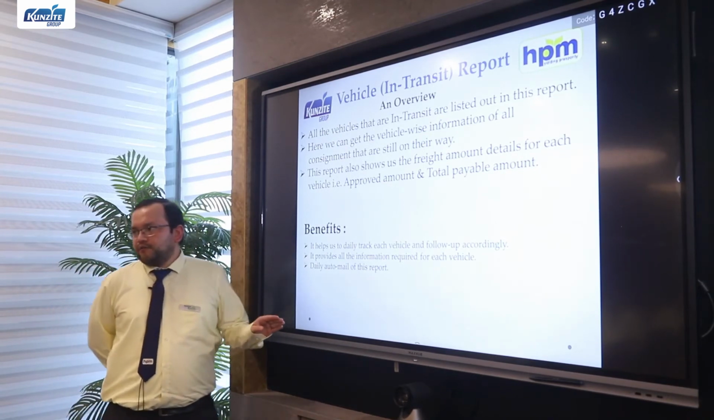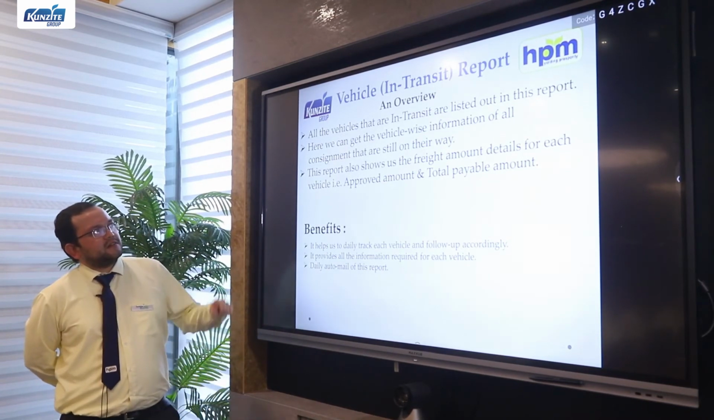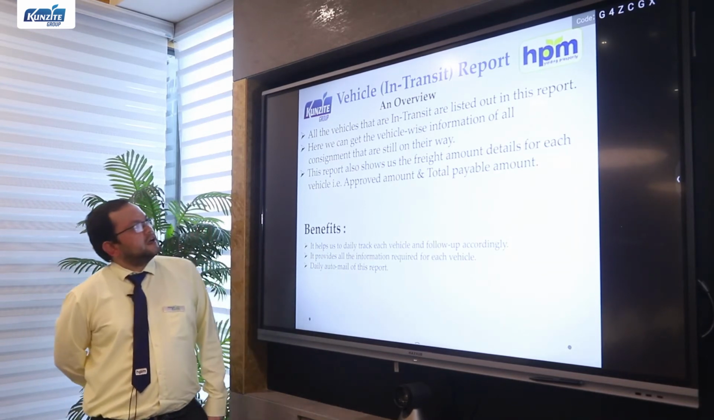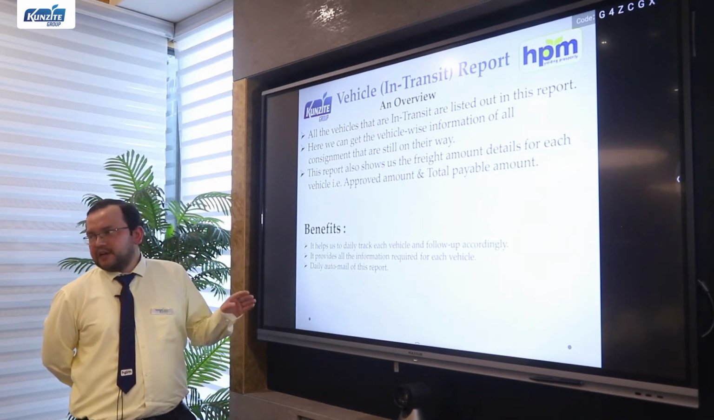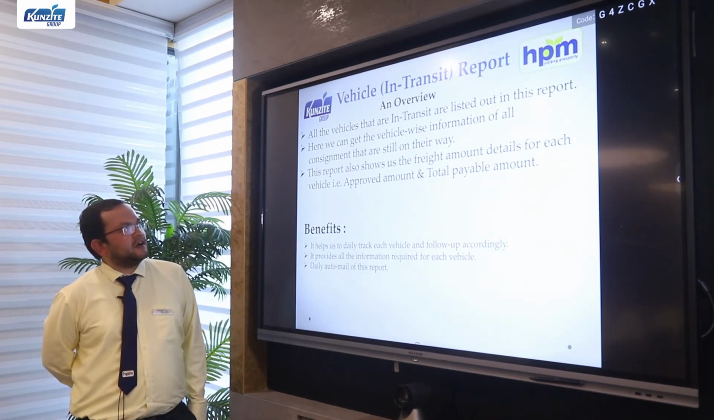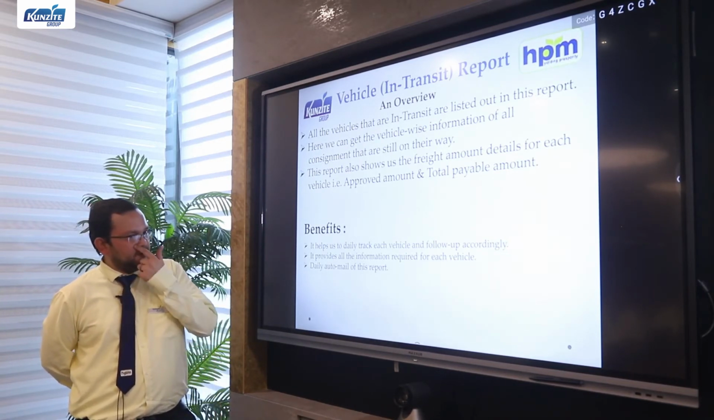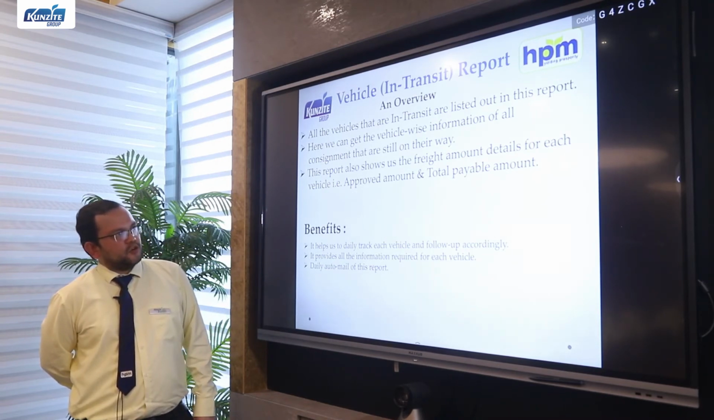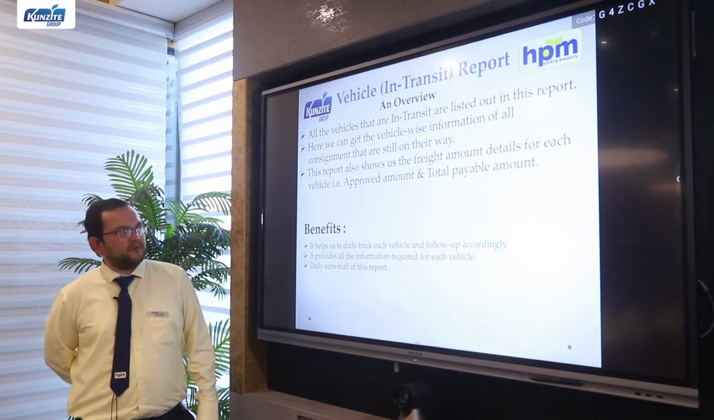From the main data of our primary freight, this sub-report is generated. This is the in-transit report. In this report, all the vehicles which are still in transit are listed out, and we get vehicle-wise information for each vehicle. This report also shows the approved amount and the total payable amount for each consignment.